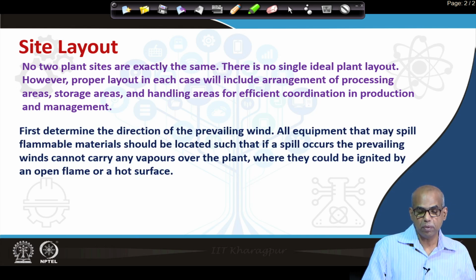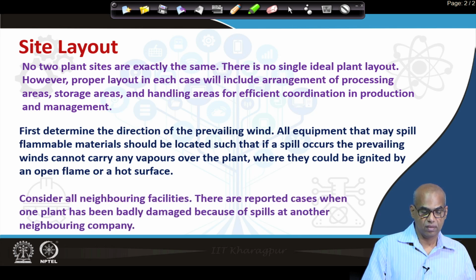First, determine the direction of the prevailing wind. All equipment that may spill flammable materials should be located such that if a spill occurs, the prevailing winds cannot carry any vapors over the plant where they could be ignited by an open flame or a hot surface. Consider all neighboring facilities. Not only consider your own facilities, but also neighboring plants and facilities. It has happened in the past that one plant has been badly damaged because of spills at another neighboring plant.